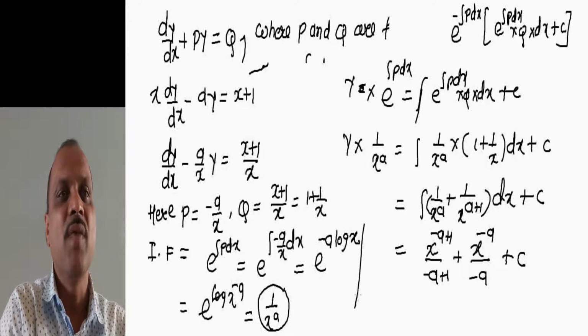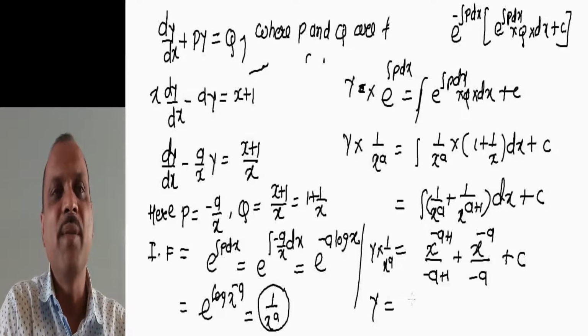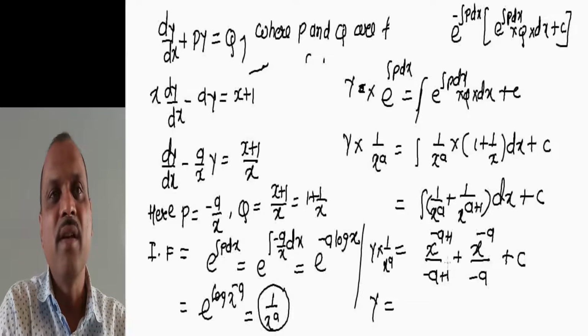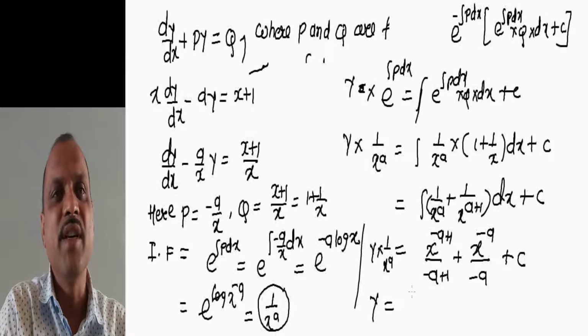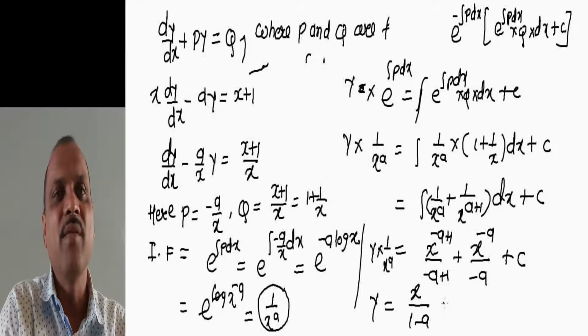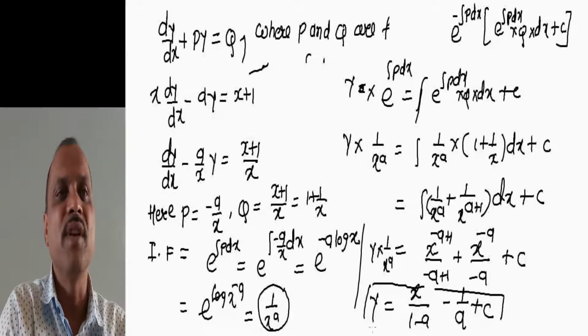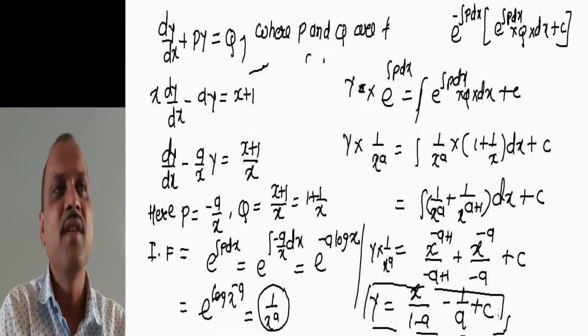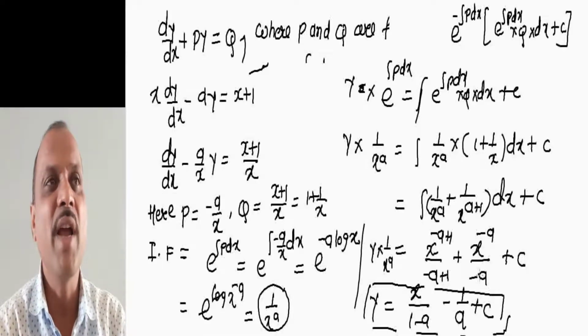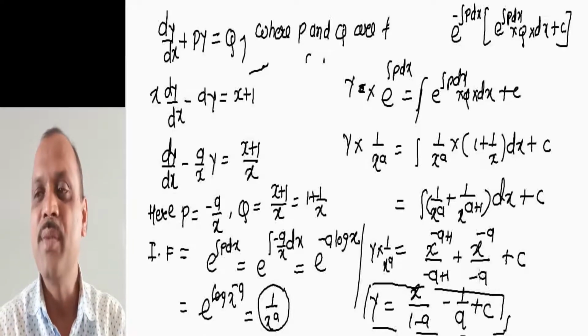This is y into 1 divided by x raised to a. Multiplying this by x raised to a, we get here x raised to minus a and x raised to a get cancelled, x divided by 1 minus a minus 1 divided by a, x raised to minus a and x raised to plus a get cancelled, equal to c, and this is the solution of this equation, that is x into dy by dx minus ay equal to x plus a.